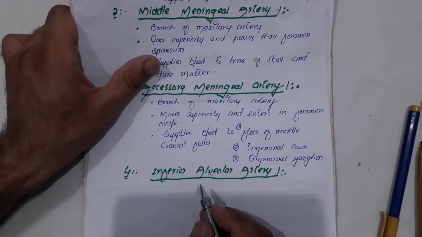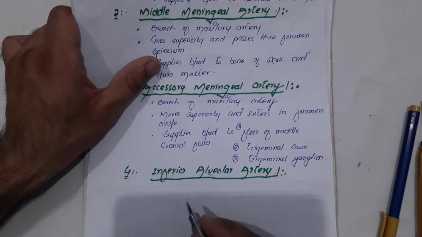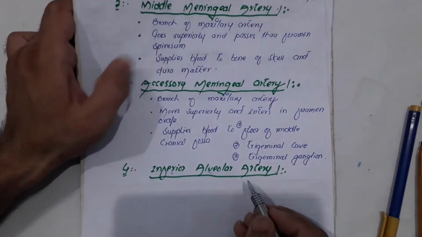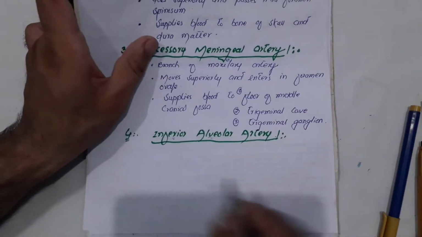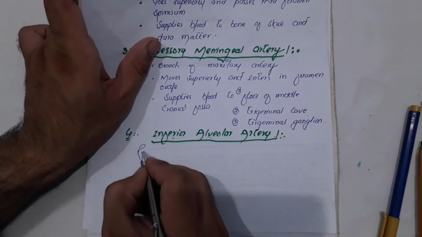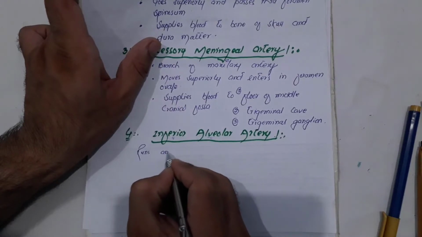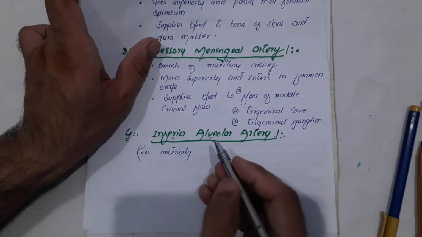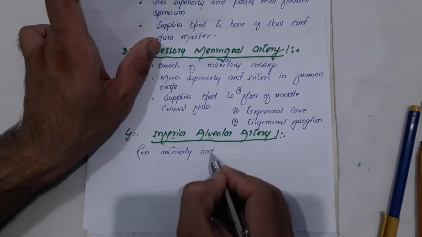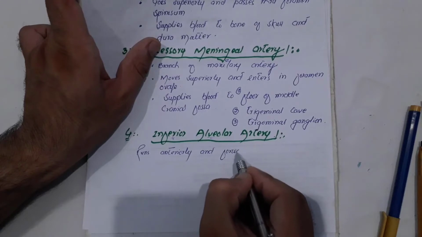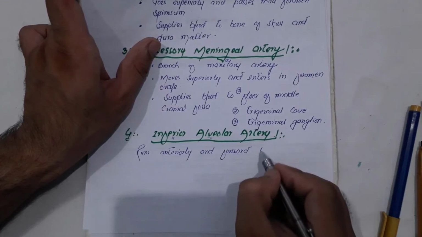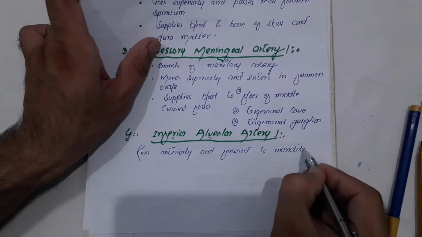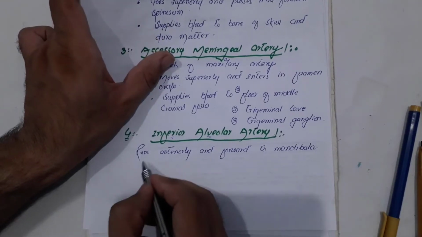So what does this artery do? What is its course? It runs anteriorly and forward to the mandibular foramen. I will show you in the diagram, don't you worry guys. It runs anteriorly, forward to the mandibular foramen, right? To the mandibular foramen.